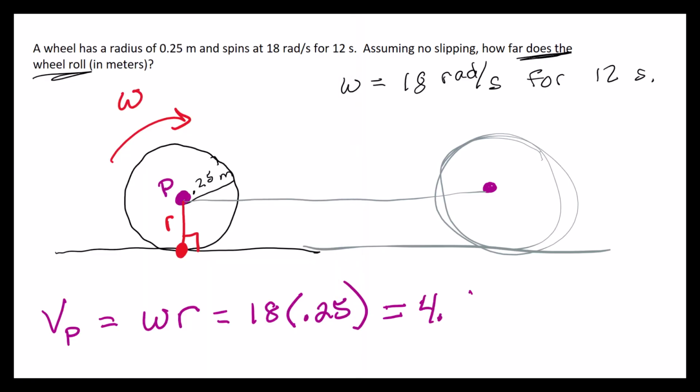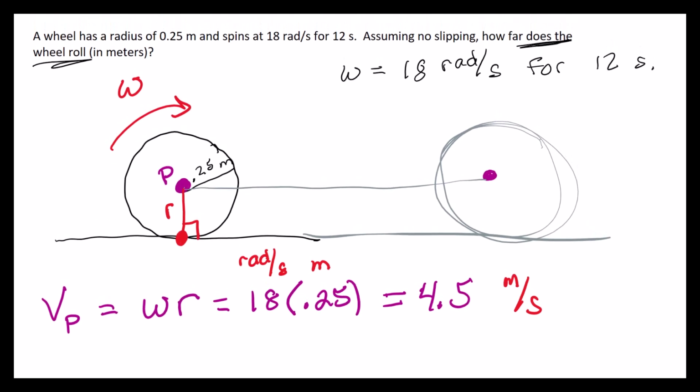That makes more sense. This was in meters, and remember that radians are kind of like a fake unit. So this is in meters, and this is in radians per second. The radians go away, and I end up with meters on top and seconds on bottom. So the units are all consistent. My velocity at that point P is 4.5 meters per second.